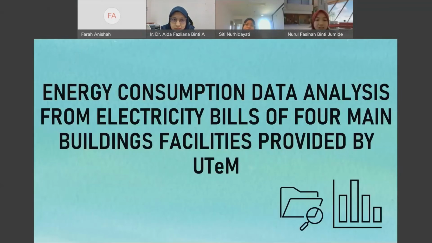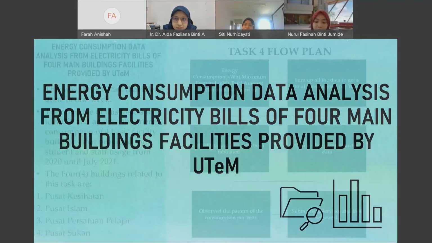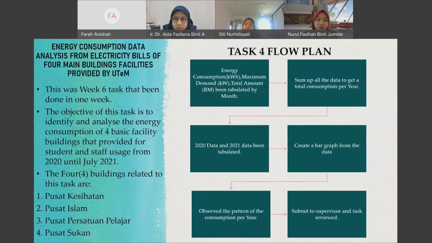Okay, after that, the third task: energy consumption data analysis from electricity bills for four main building facilities provided by UTeM. This task was given to me in week 6, and it should be done in 1 week. The objective is to identify and analyze the energy consumption of four basic facility buildings provided for student and staff usage from 2020 until July 2021.